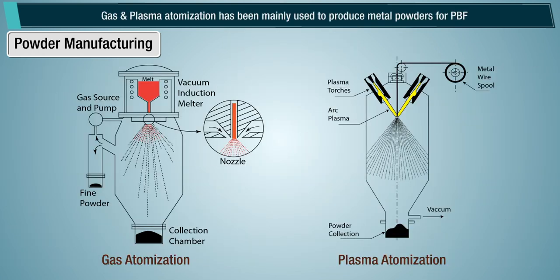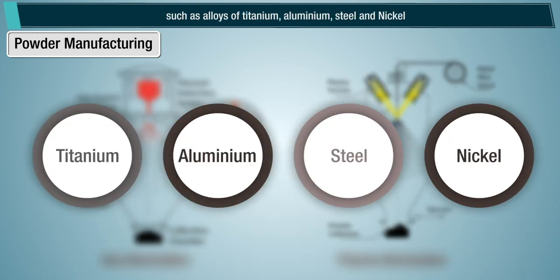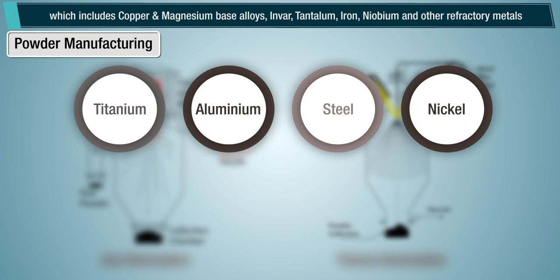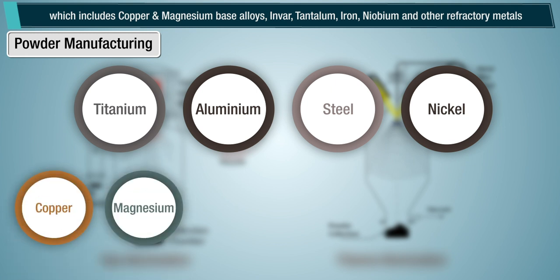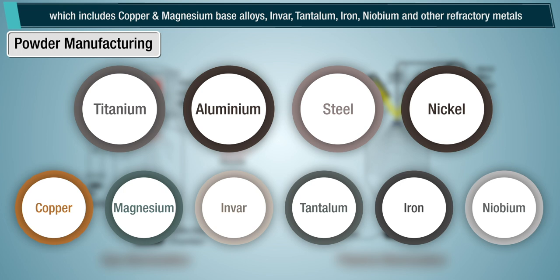Gas and plasma atomization has been mainly used to produce metal powders for powder bed fusion, such as alloys of titanium, aluminium, steel and nickel. There are more and more new materials being evaluated and developed for powder bed fusion, which includes copper and magnesium base alloys, invar, tantalum, iron, niobium and other refractory metals.